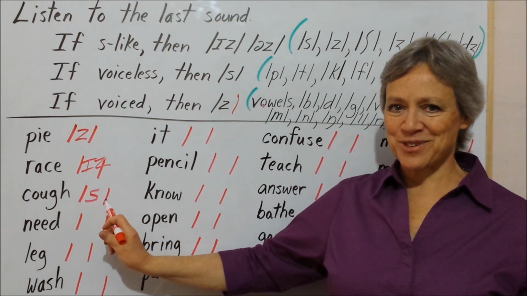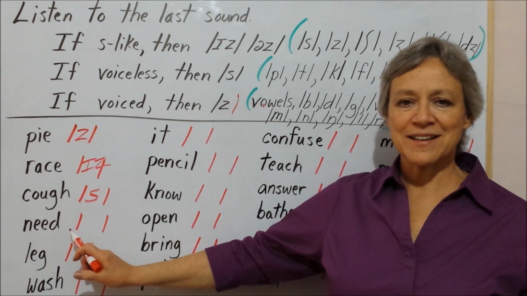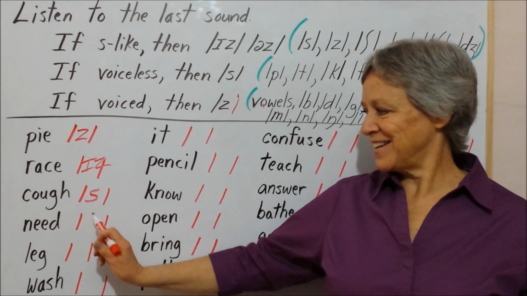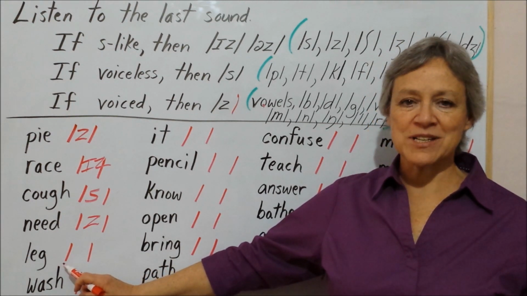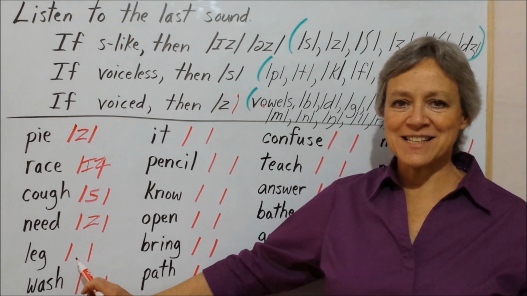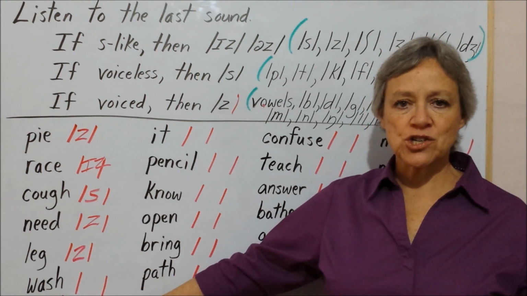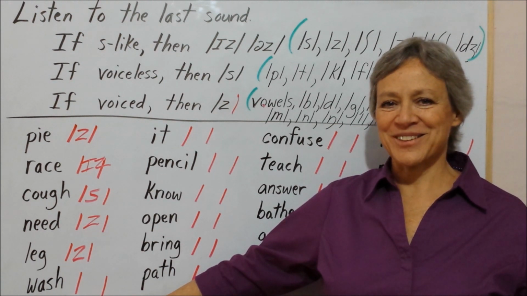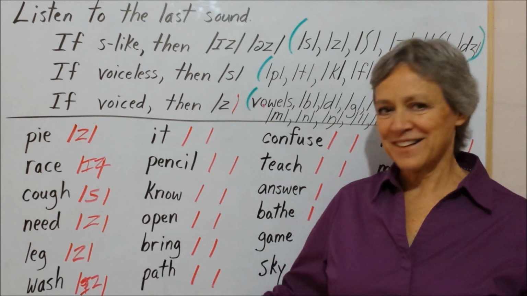Has an S sound. This is need. The last sound is d. So needs. What's the ending? It's Z. This is leg. The last sound is g. So what's the ending? Legs. Z. This is wash. The last sound is sh. Okay, ready? Washes.